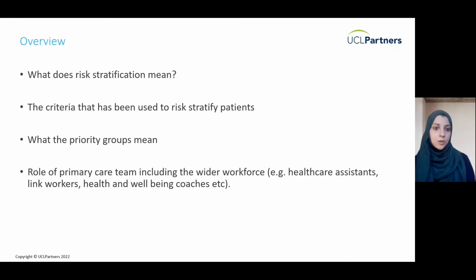So in this video, I'm going to go over the meaning of risk stratification, the criteria that's been used to risk stratify patients in the UCLPartners proactive care frameworks, what the priority groups mean, and the role of the primary care team, including the wider workforce like healthcare assistants, link workers, and health and wellbeing coaches.